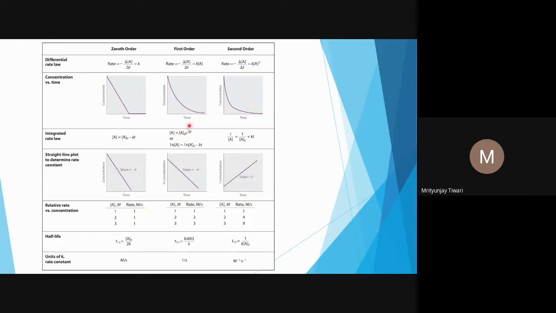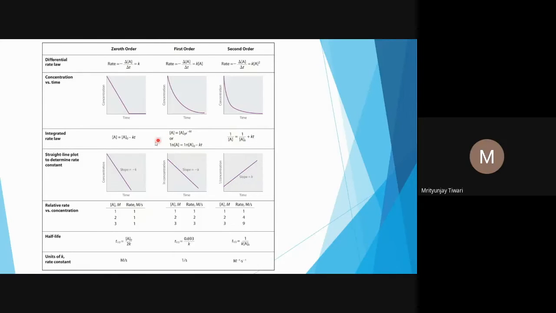This is the same thing we see here. The integrated rate law for the first order reaction is A is equal to A naught e to the power minus KT, where in all the cases K is the rate constant, or ln A is equal to ln A naught minus KT, the same thing one can write. And the integrated rate law for the second order reaction, once you integrate minus dA by dt is equal to K A square, you will obtain 1 divided by A is equal to 1 divided by A naught plus KT.